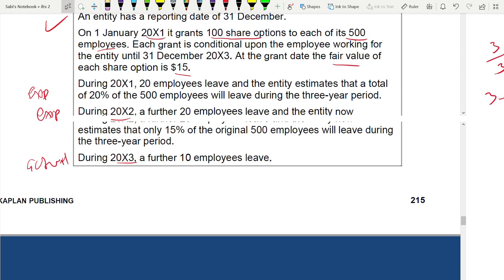Because this is exactly how you need to work every time you get a question like this. Only the figures will change. That's it. The way you do it is the same. Okay.